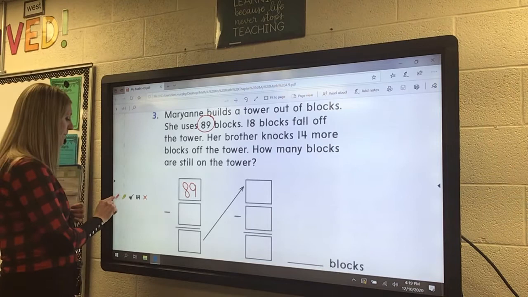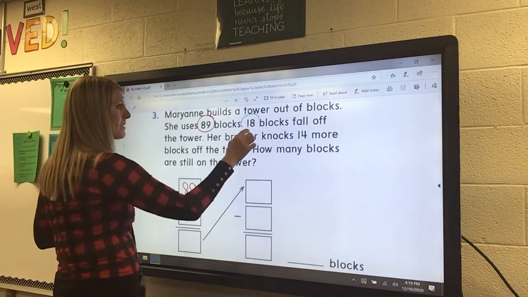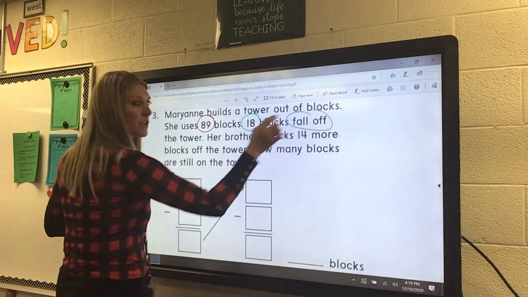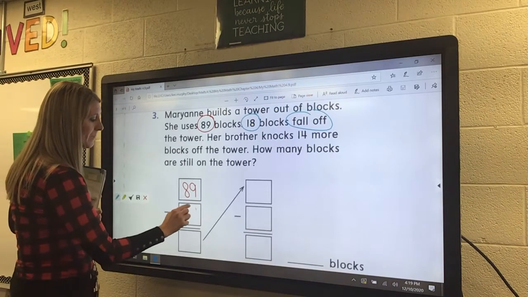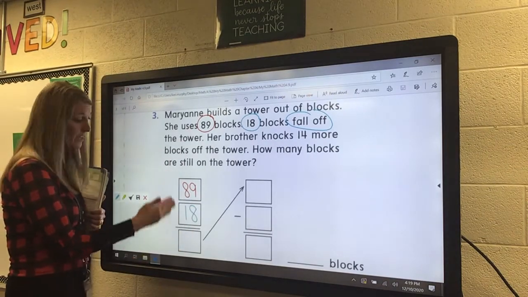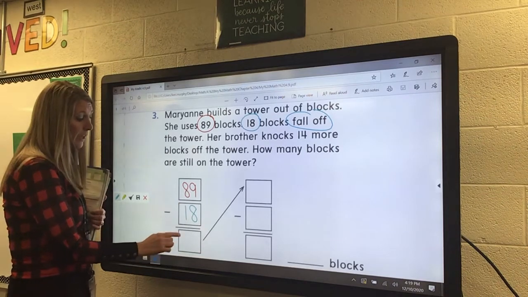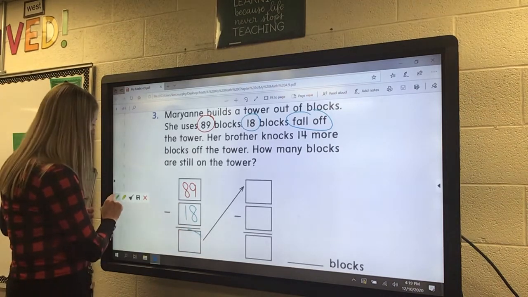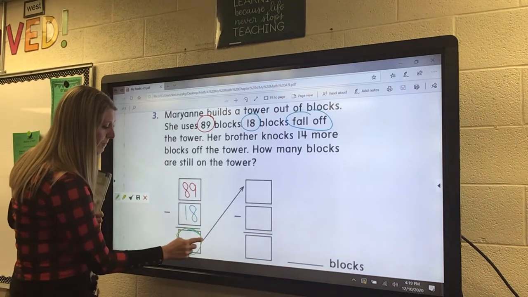And 18 blocks fall off the tower. So I'm gonna circle the 18 and they fall off. So they're gone. So I'm gonna subtract 18. Now I'm gonna subtract going down. You guys can do that. You don't need to borrow. Mrs. Murphy's gonna put your answer here, you're gonna put up there.